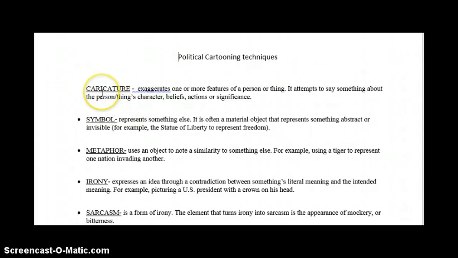One such technique is called caricature. And this entails exaggerating the features of a person or element within the cartoon. This is done in order to make a point or offer an opinion about the person or element's character, beliefs, or actions. Second technique is called symbolism, or the use of symbols. Symbols are basically physical objects that represent abstract ideas. For example, in a political cartoon, you may see something like the Statue of Liberty being used to represent freedom.